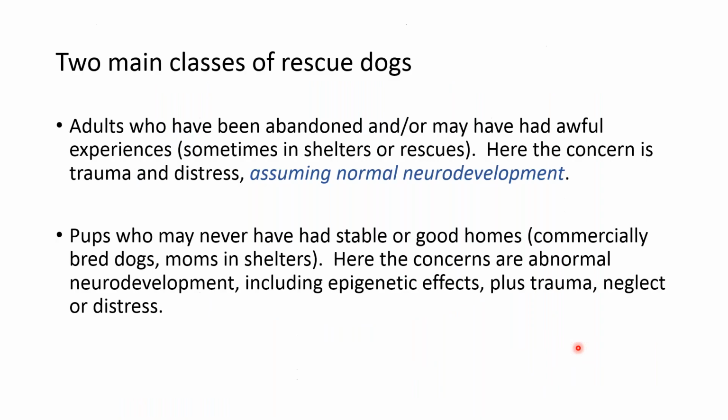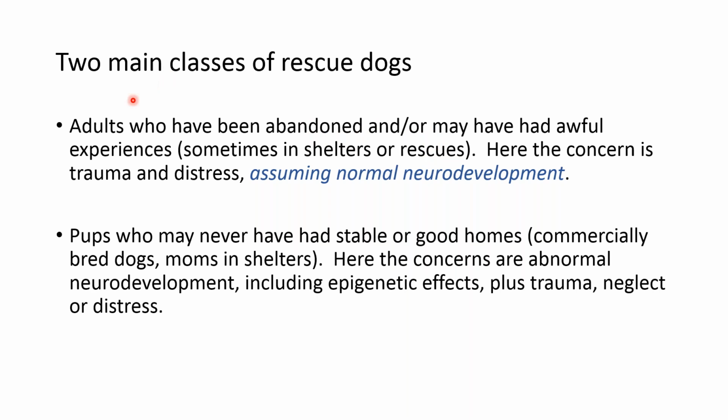We have two main classes of rescue dogs, and I need to define them because I need to explain how they differ in terms of what's going on in their brain, and then we're going to talk about what interventions you would use for each of these sets of dogs and what types of conditions we're likely to see with these dogs. And then we'll take questions.